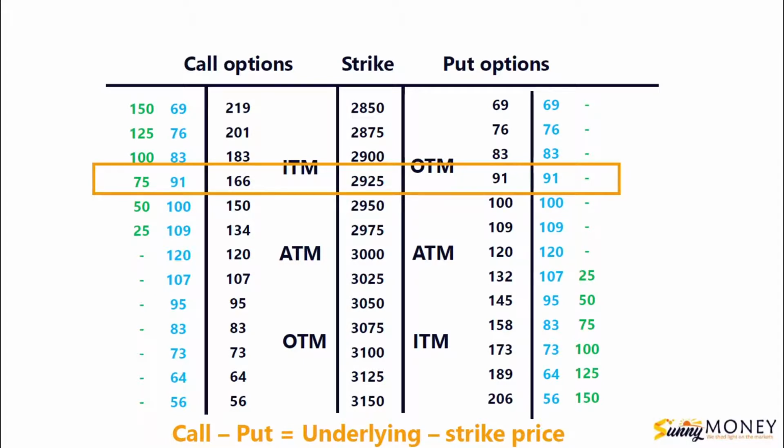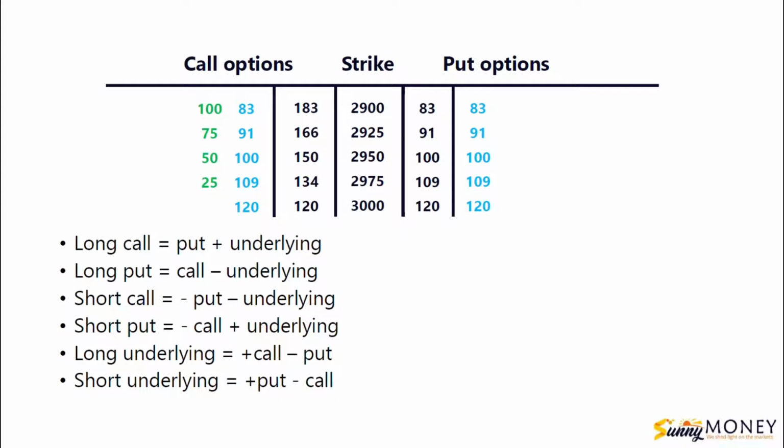Let's take some strikes and let's make some statements. Long call equals long put plus underlying. Long put equals long call minus underlying. Short call equals short put minus underlying. Short put equals short call plus underlying. Long underlying equals long call plus short put. Short underlying equals short call plus long put.